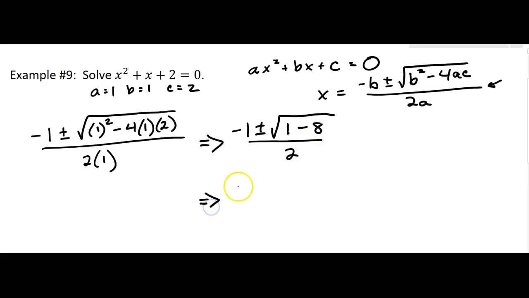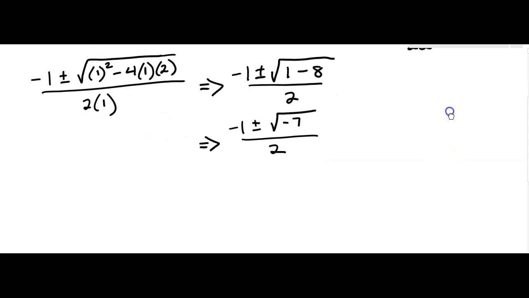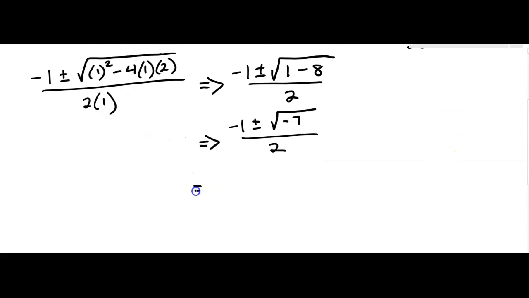Now, I've seen a lot of mistakes made on this next step. But that 1 minus 8 is negative 7. You don't get to make it a positive 7. It's a negative 7. So be careful with the signs because then that changes things in our problem. So it means we're going to have imaginary solutions here. We're going to get negative 1 plus or minus. You can put the i in front of the radical.